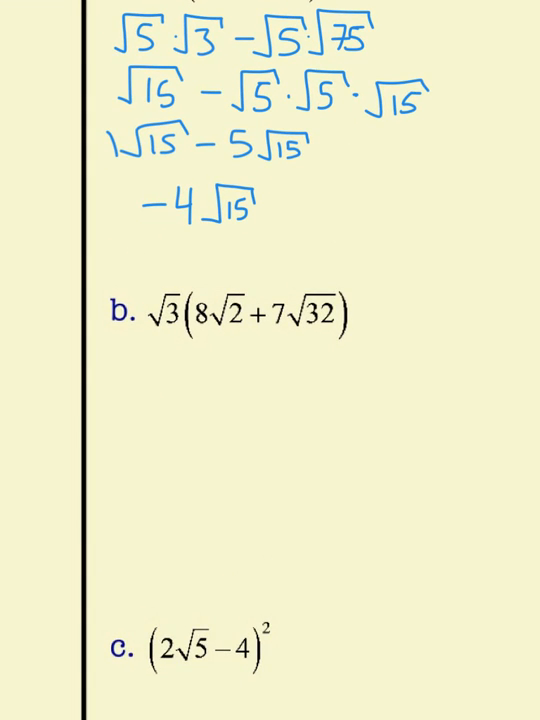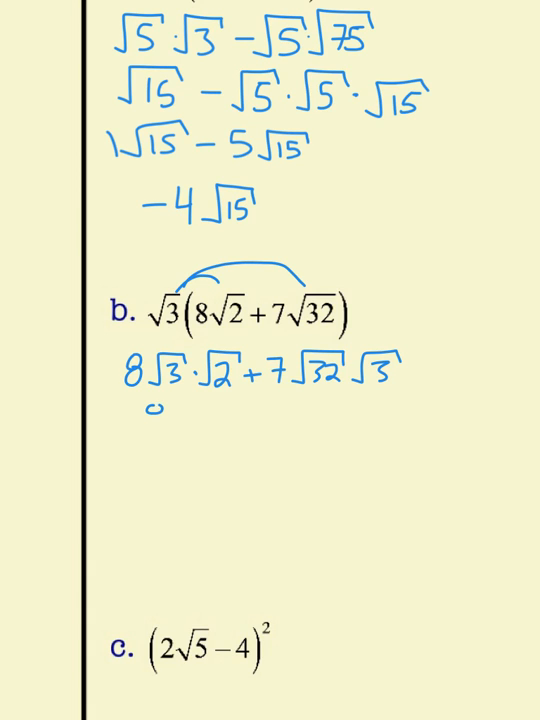All right, in the second example, we're going to start the same way. So we're going to multiply that square root of 3 by both of those. So now I have 8 square root of 3 times square root of 2 plus 7 square root of 32 times square root of 3. All right, so now we're going to combine those radicals. So square root of 3 times square root of 2 becomes square root of 6. And then square root of 32 times square root of 3 becomes square root of 96.